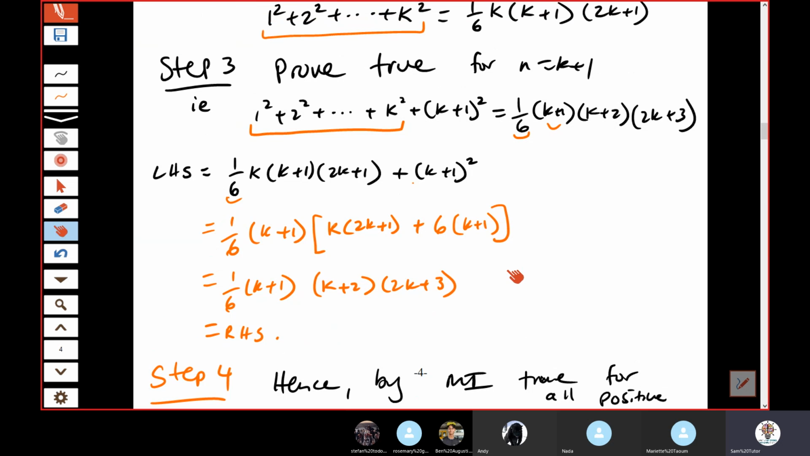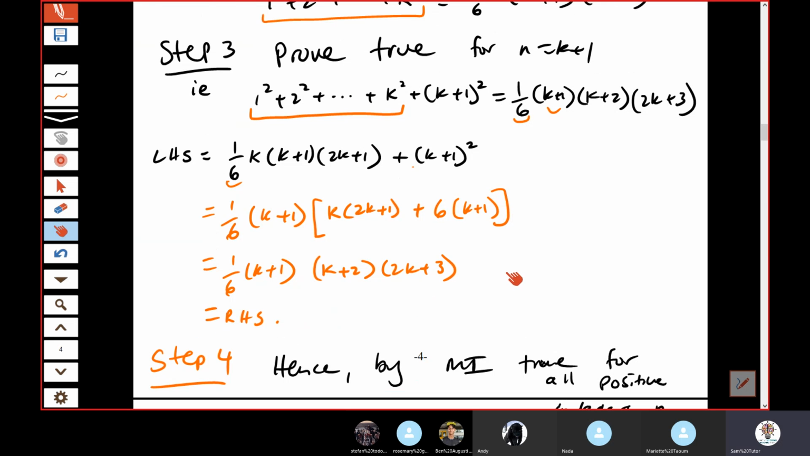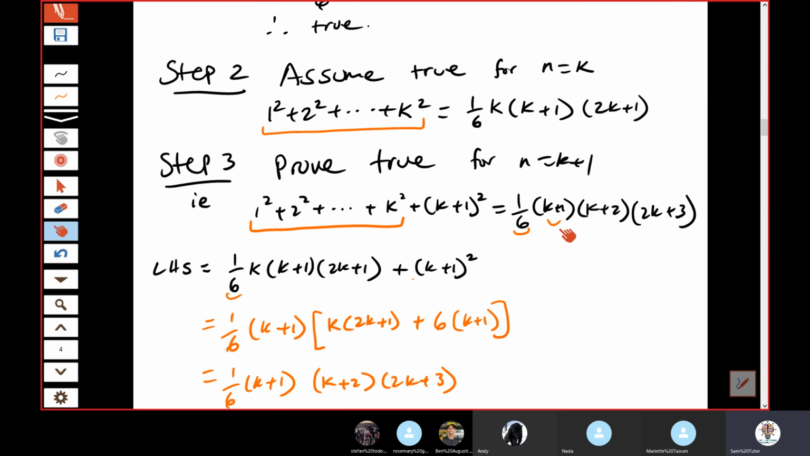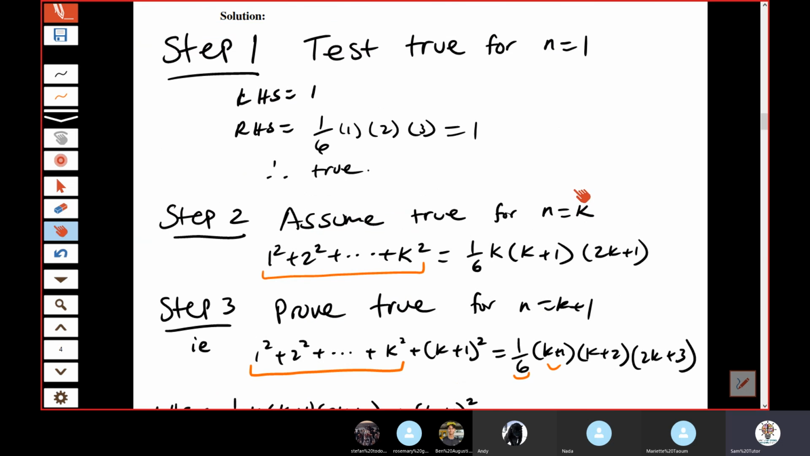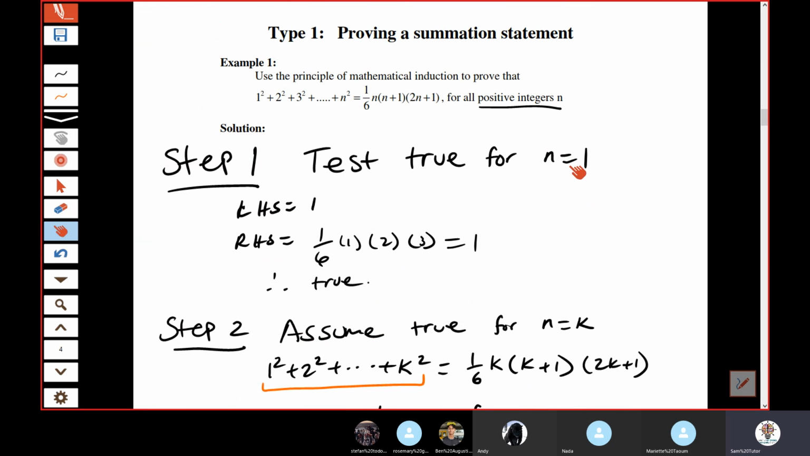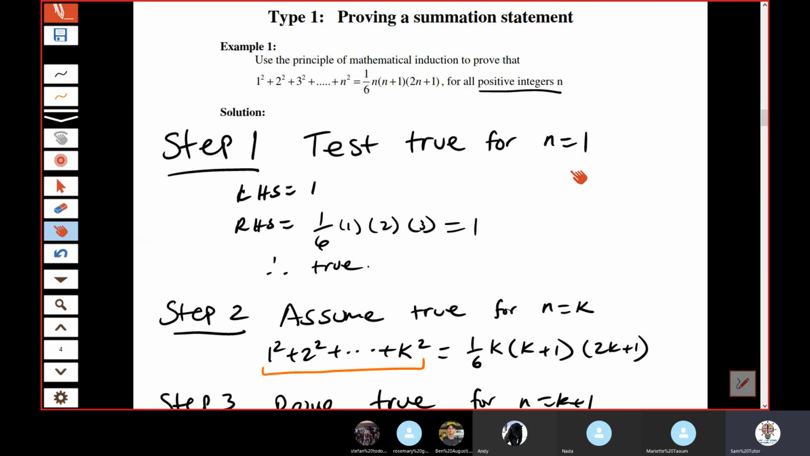But anyways, one more time. Therefore, true by mathematical induction for n equals k plus 1, only if it's true for n equals k, because remember, we put that assumption in. But since it's true for n equals 1, therefore it's true for n equals 1 plus 1, 2, 2 plus 1, 3, 3 plus 1. That means for all positive integers n.